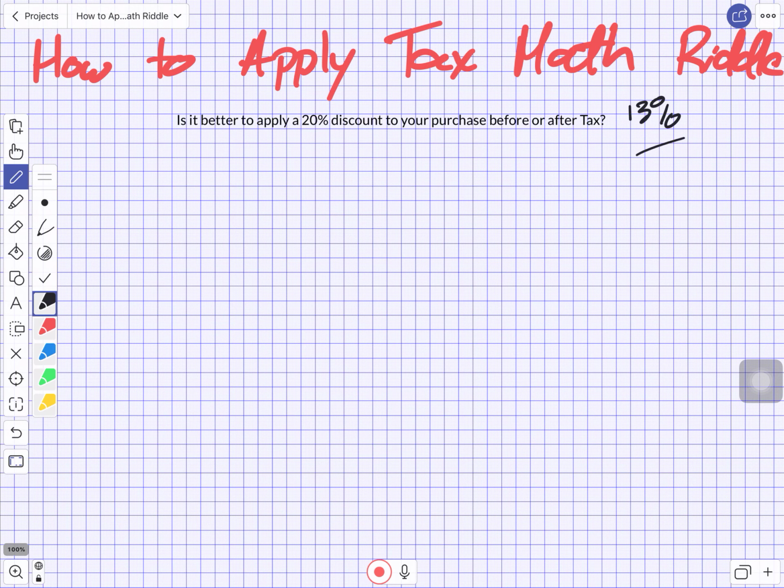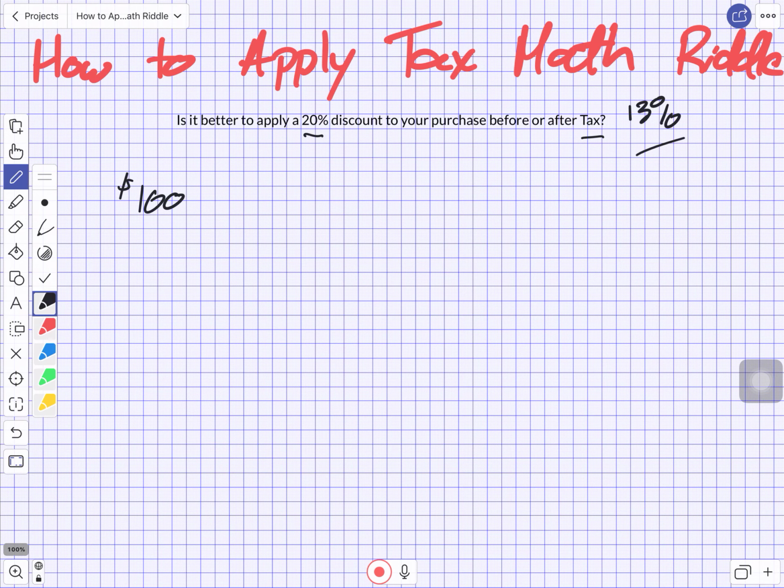So you told me a couple things. You were 100% sure, and you said that maybe it's better to apply the tax first, because then when you apply that 20%, that'll be even more money off. And then you weren't sure and you kind of switched your mind. It's a really confusing question, this one. So let's pretend we're buying an item that's pretty easy to calculate. I'm going to buy an item that's $100, okay?